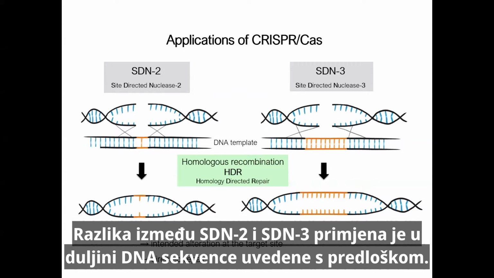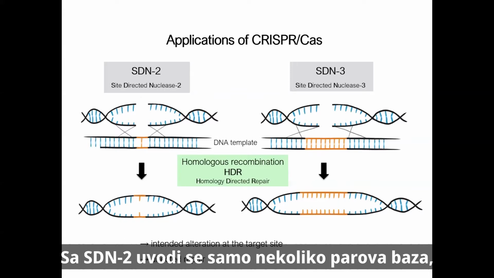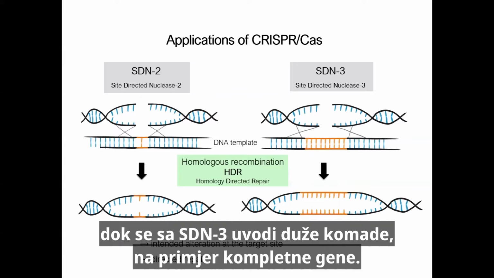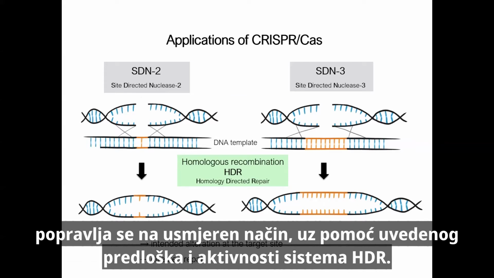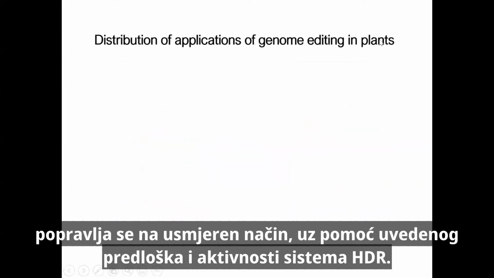The difference between SDN2 and SDN3 applications is the length of the DNA sequence introduced with the template. With SDN2, only a few base pairs are introduced. With SDN3, longer pieces, for example, complete genes are introduced. In contrast to SDN1, in SDN2 and SDN3 applications the double-strand break generated by CRISPR-Cas is repaired in a directed way with the aid of the template introduced and the activity of the HDR system.